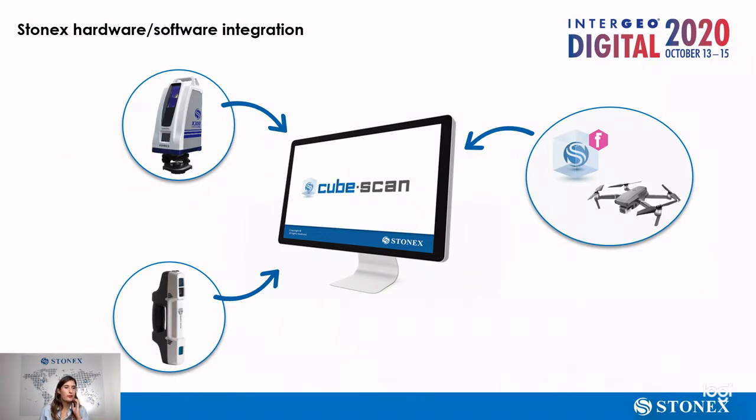The software has the aim of merging together, of integrating point clouds coming from different sensors. We have in this screen the X300 laser scanner, the F6 handheld scanner, and results from photogrammetry. So you perform a survey with your UAV drone, you post-process the photos by using a photogrammetry software like CubeFly software, and then all the results, which are point clouds, can be merged together in the CubeScan software.